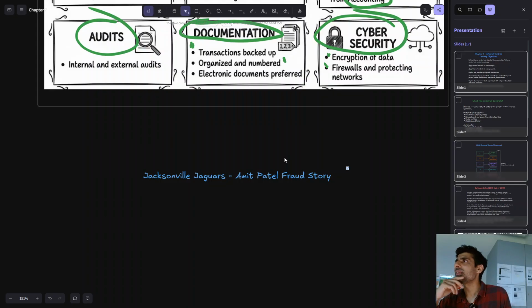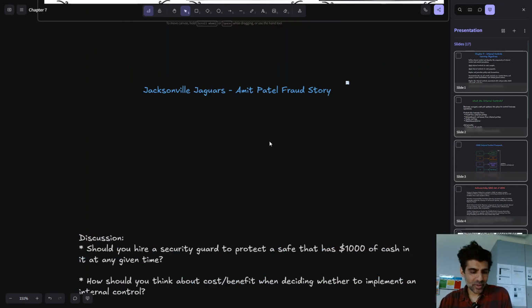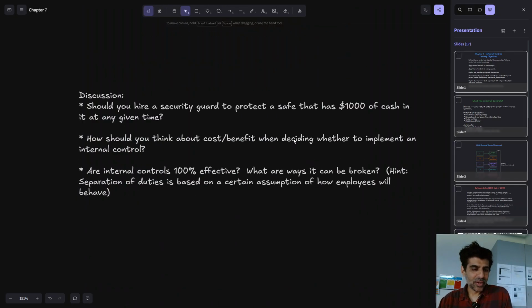Okay, any other questions on this? Comments? No? Okay. Now let's ask another question. Common sense. Should you hire a security guard to protect a safe that has $1,000 of cash in it at any given time? Who thinks it's a smart idea? Who thinks it's a dumb idea? And why? Who wants to offer their reason why?